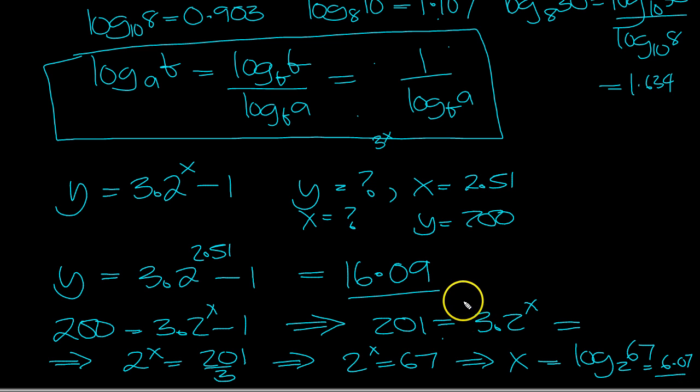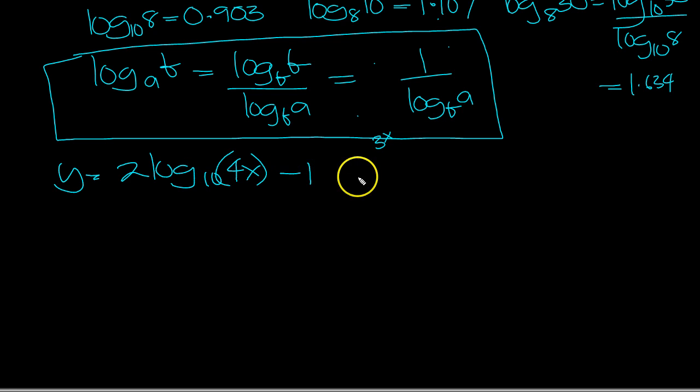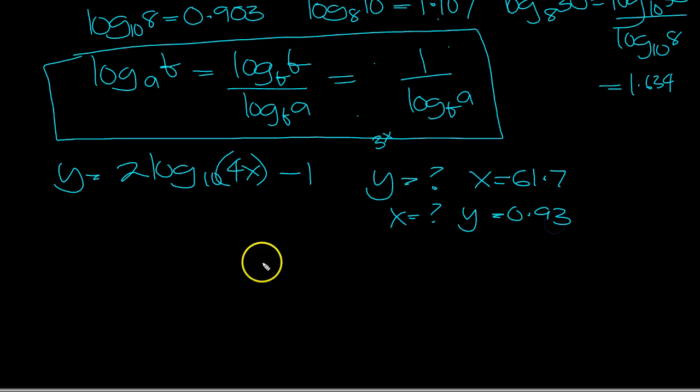Okay, good. The last example that's mentioned, let's just create some room here before we do our exercises. So we spent 10 minutes on this now, almost. y equals 2 log 10 of 4x minus 1. Find y when x equals 61.7, and find x when y equals 0.93.